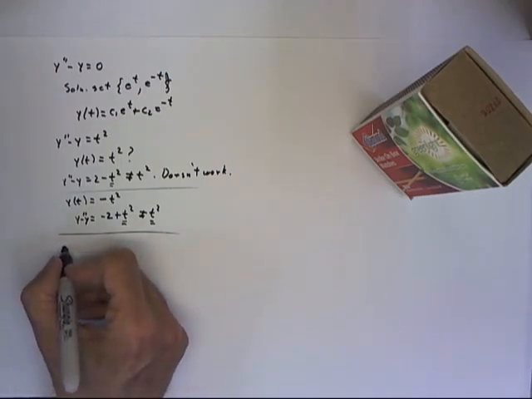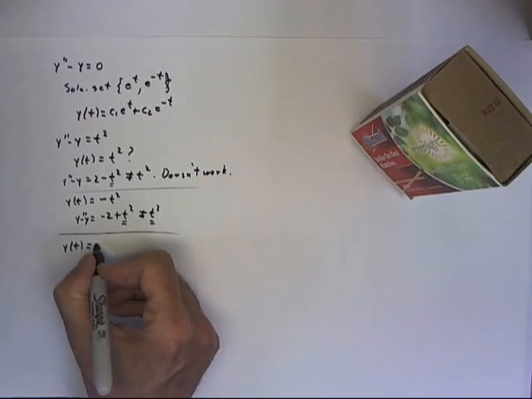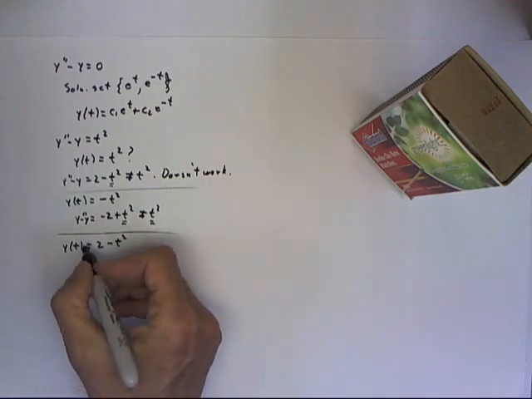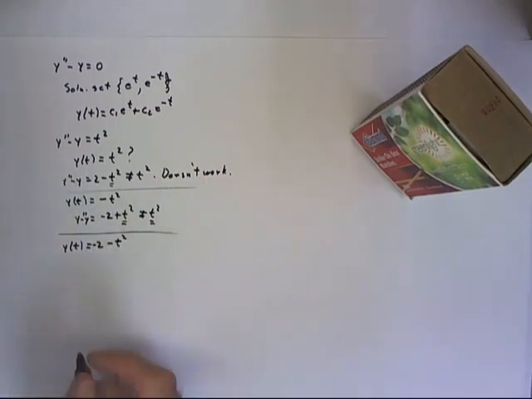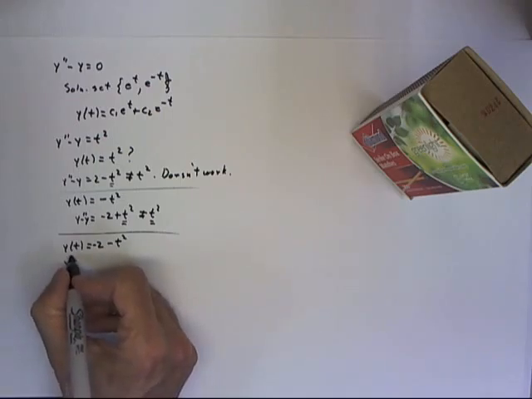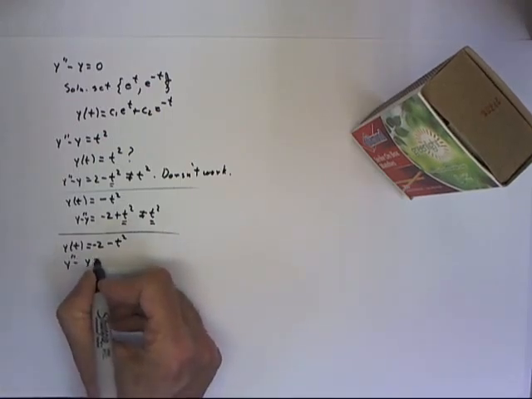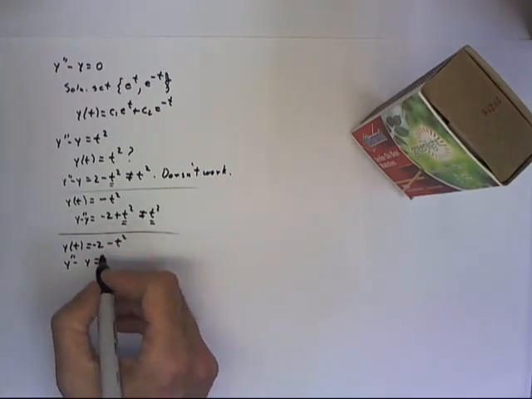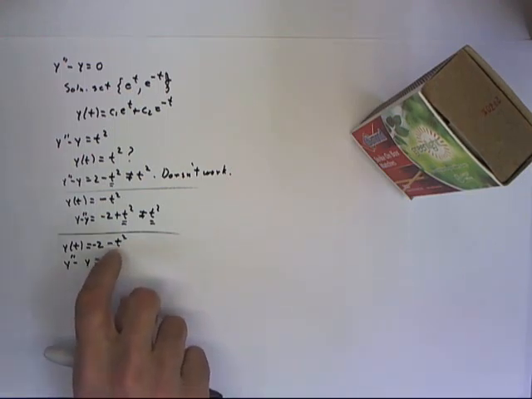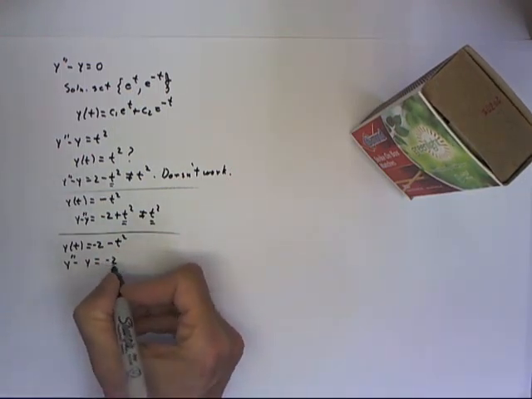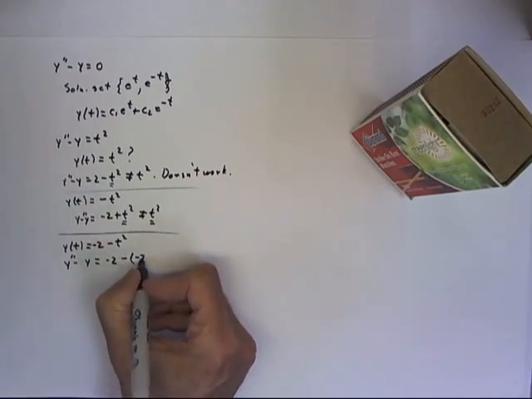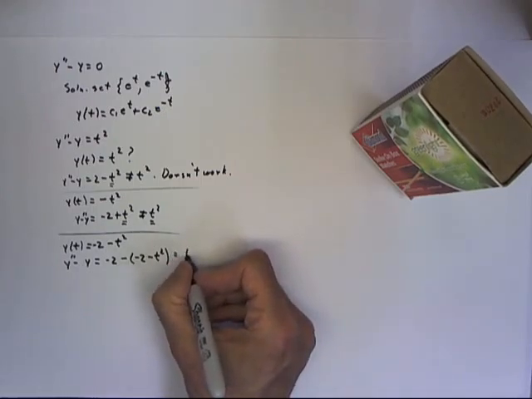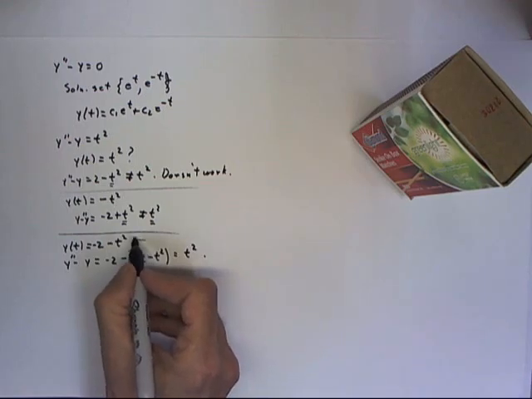If we try y of t equals 2 minus t squared, or let's say even better, negative 2 minus t squared, then y double prime minus y is going to equal what? Well, y double prime is negative 2, and then it's minus negative 2 minus t squared. This equals t squared. So this works.